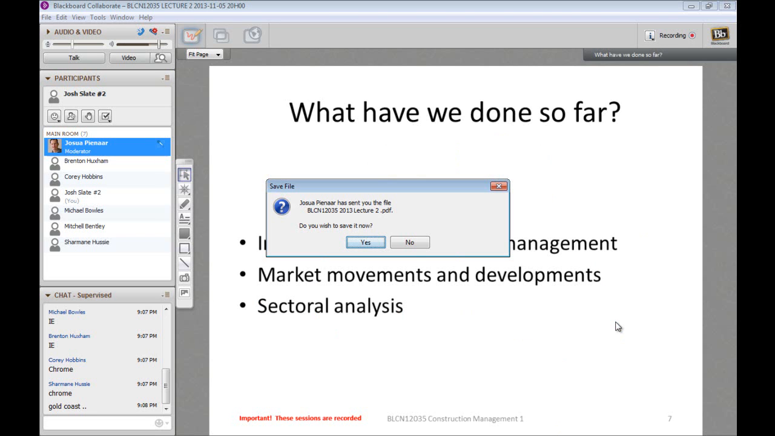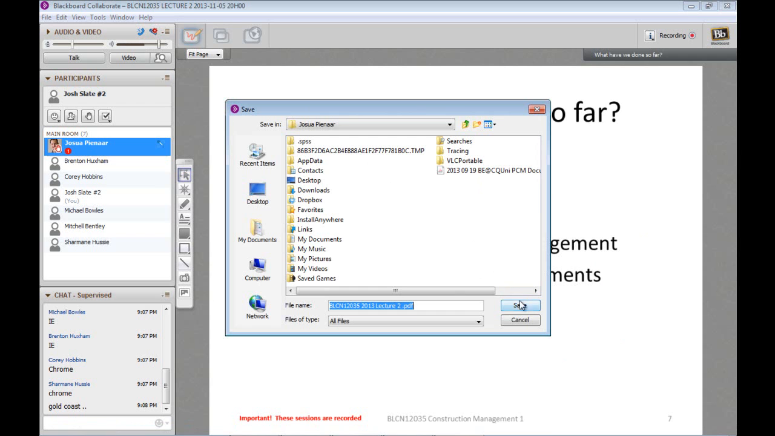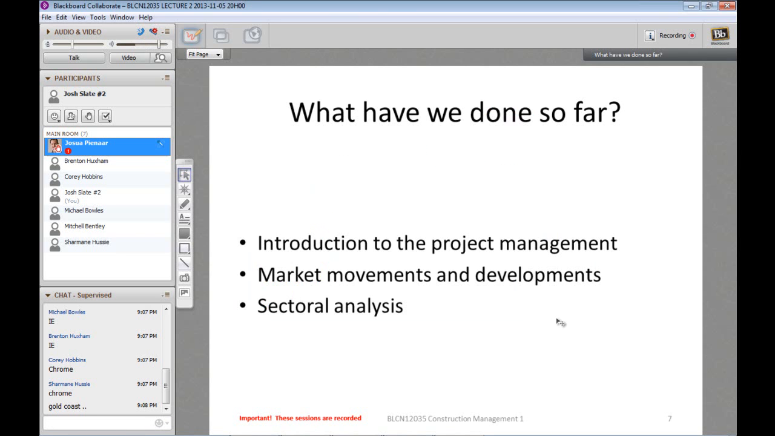So at any point in time, if you have any questions, just put up your hand. All right, remember the little hand icon. You can just click on the hand icon, and then I can see that you've got a question, and we can answer your question and take it from there. If you don't want to do that, just use the chat window, and we'll go from there.